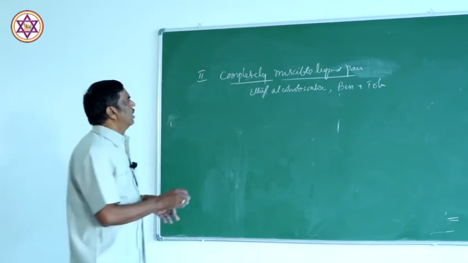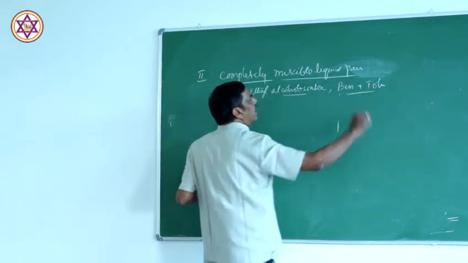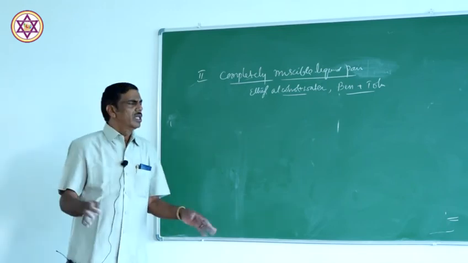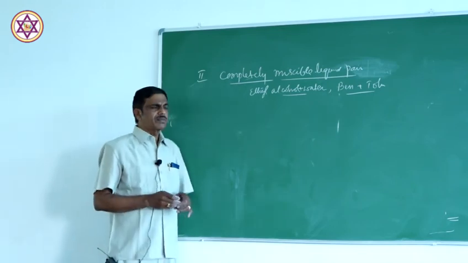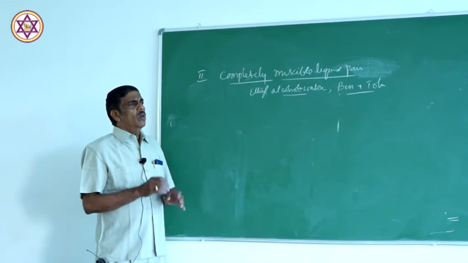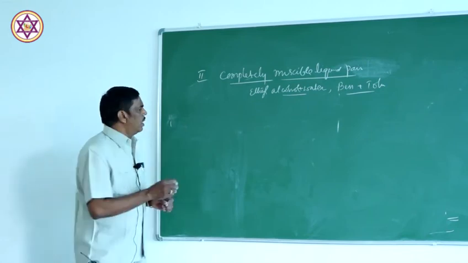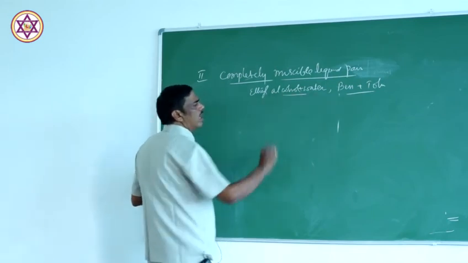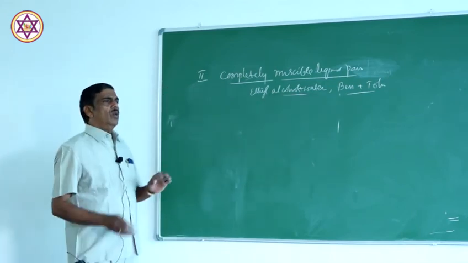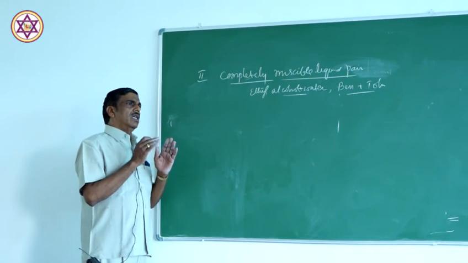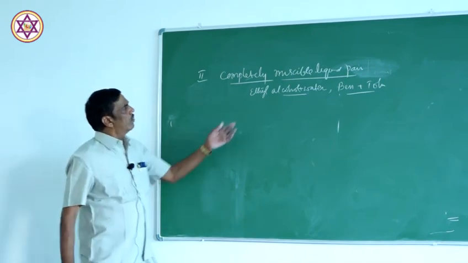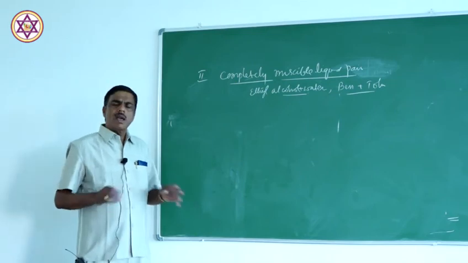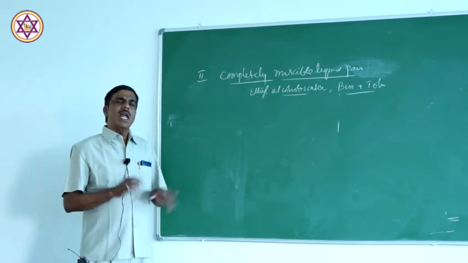Completely miscible. So ethyl alcohol and water, they are completely miscible. Benzene and toluene, whatever may be the proportion, they are completely miscible. Here, what happens? The vapor pressure of the pure component, either ethyl alcohol or water, the sum of the vapor pressure of these two will be constant at all composition.